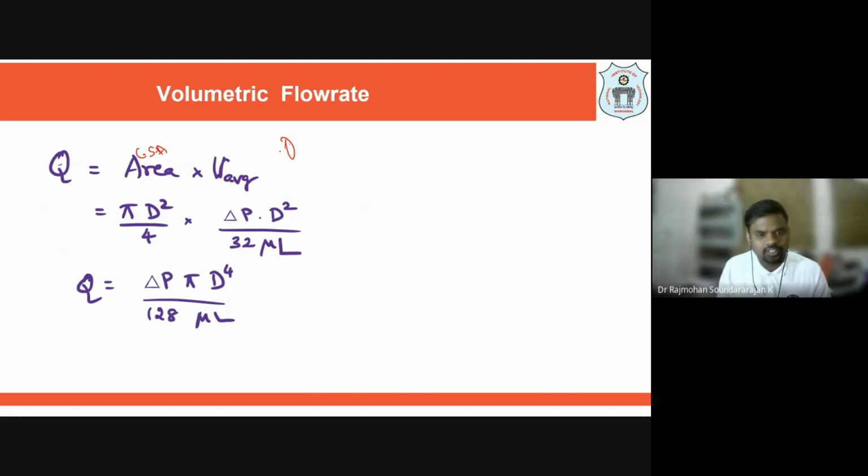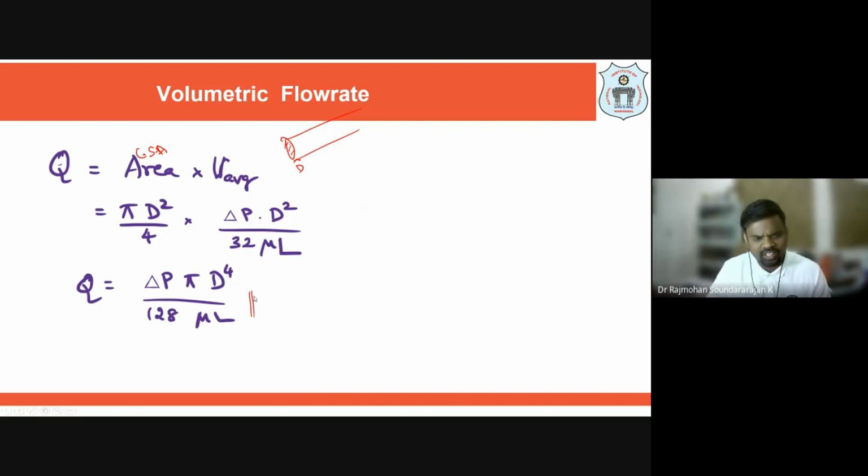Okay, so cross section area into velocity. We know the diameter is D, so the cross section area is going to be pi D square by 4. We have just written what V average is, so substitute it. So this D power 4, we get 32 into 4, you get 128. So we have an expression for Q.